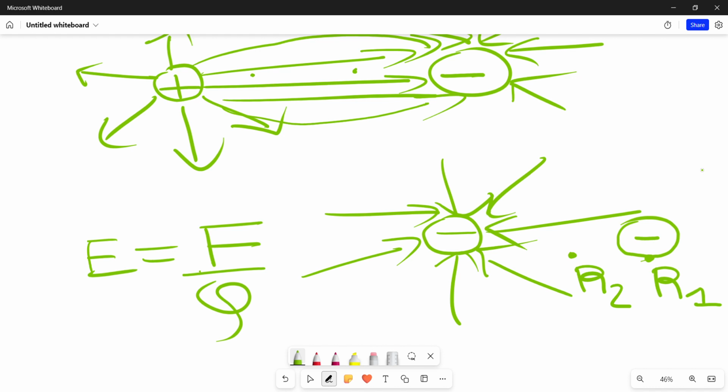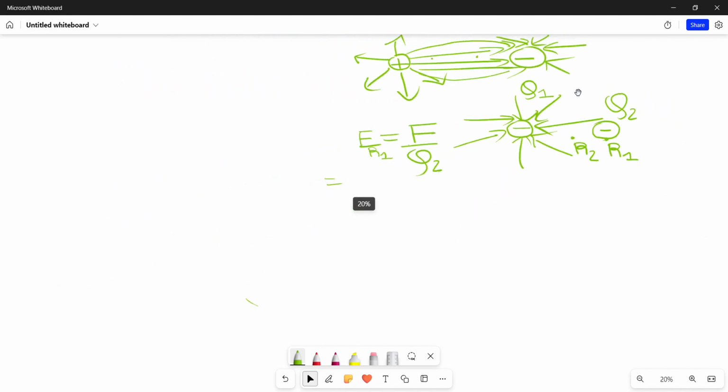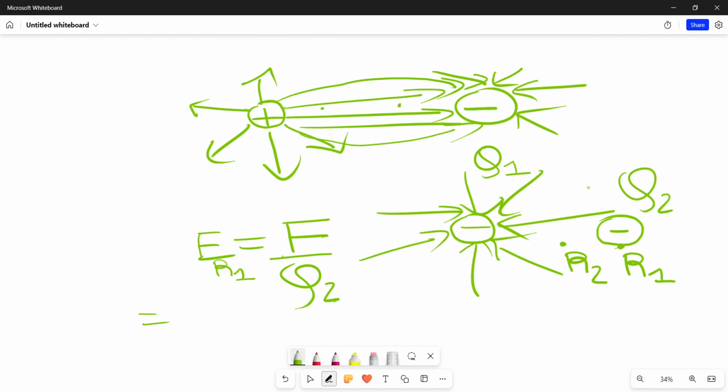When we talk about the E fields, let me take this to be Q1 and this to be Q2. If I want to figure out the E field at R1, then by definition it is the force per coulomb of charge, so it is force divided by Q2, because that is the charge at R1. Now, how do I know what the force is? If I want to simplify my expression and find the force, it's a bit of an application here.